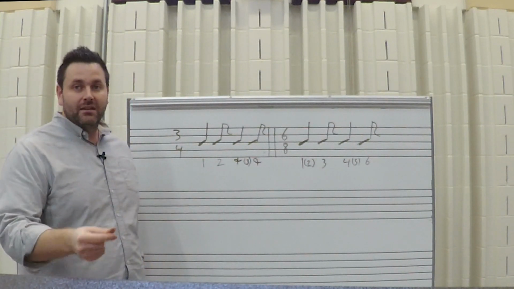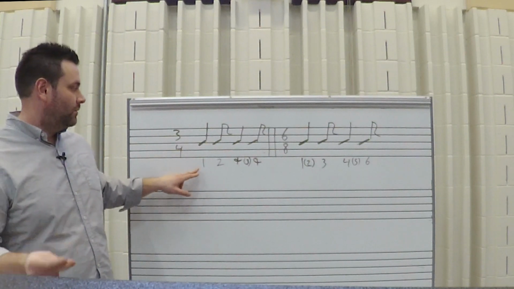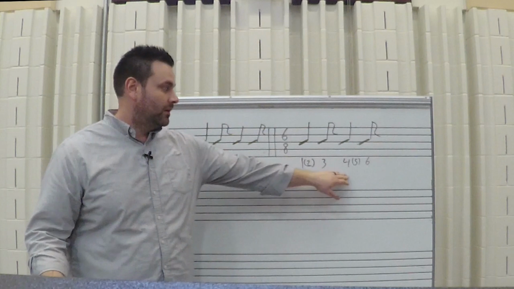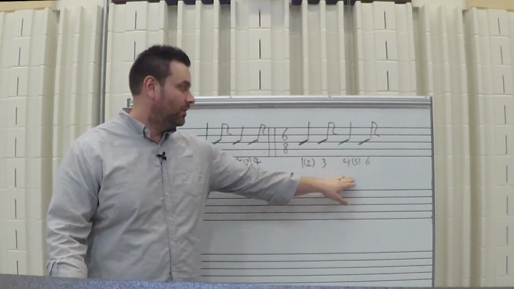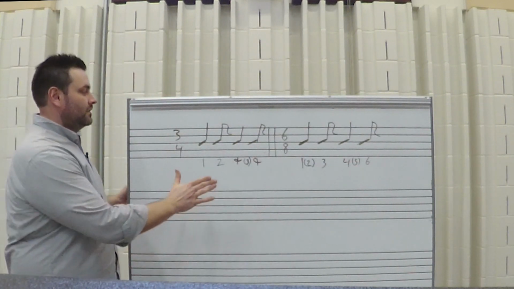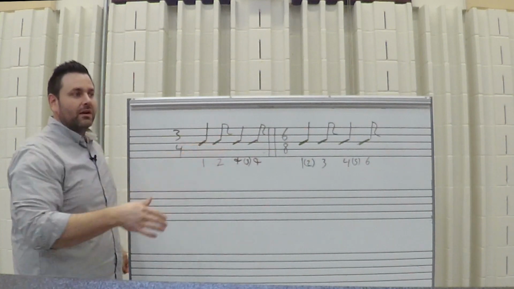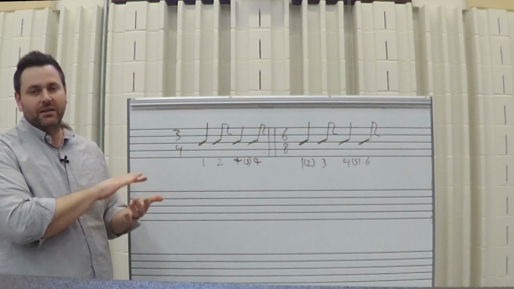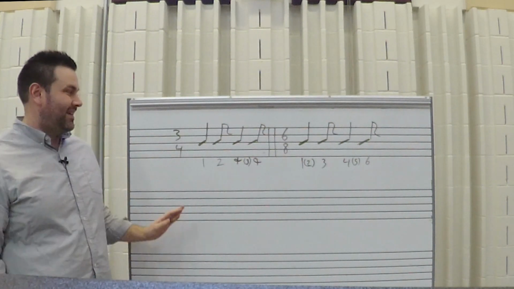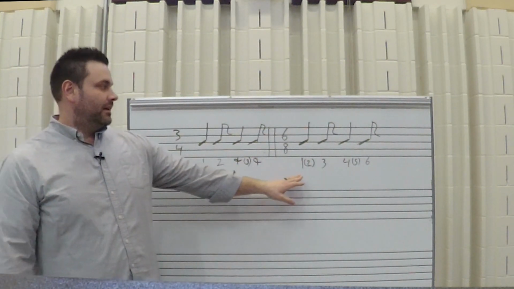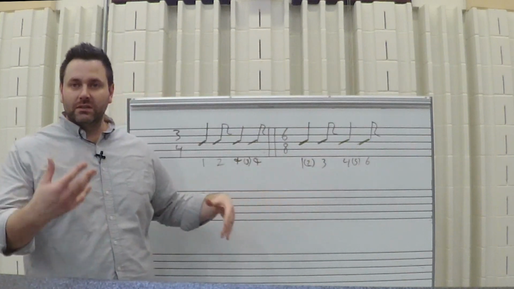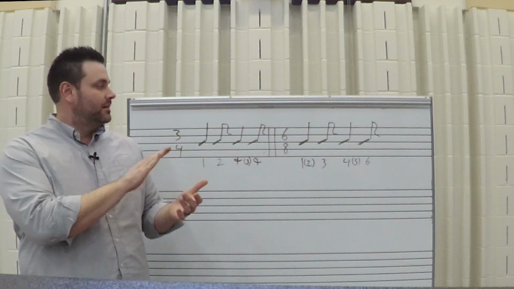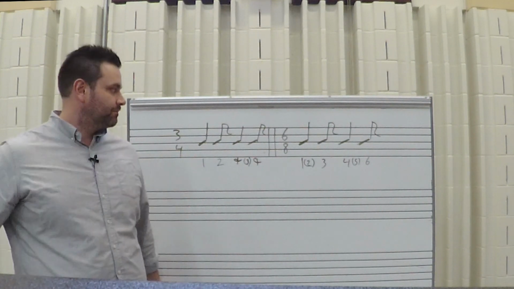1, 2, and. 1, 2, and. Versus 1, 3, 4, 6. 1, 3, 4, 6, right? This rhythm in 3/4 has kind of a syncopated feel to it, right? 1, 2, and 1, 2, and, with a lot of ands on it. In 6/8, it kind of has a lilty, kind of a waltzy feel to it. 1, 3, 4, 6, 1, 3, 4, 6.